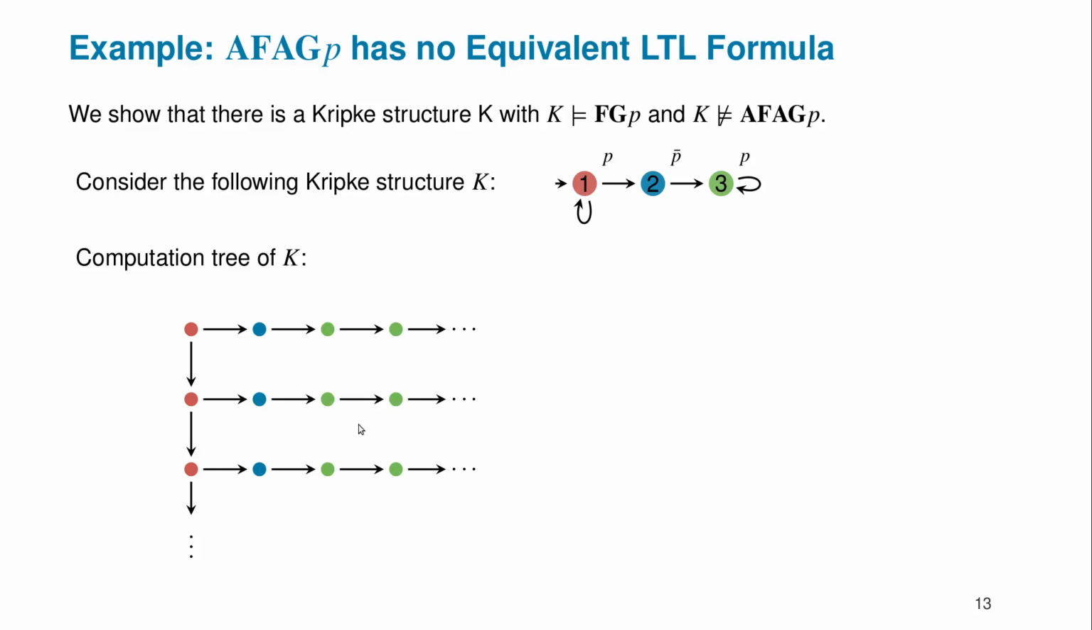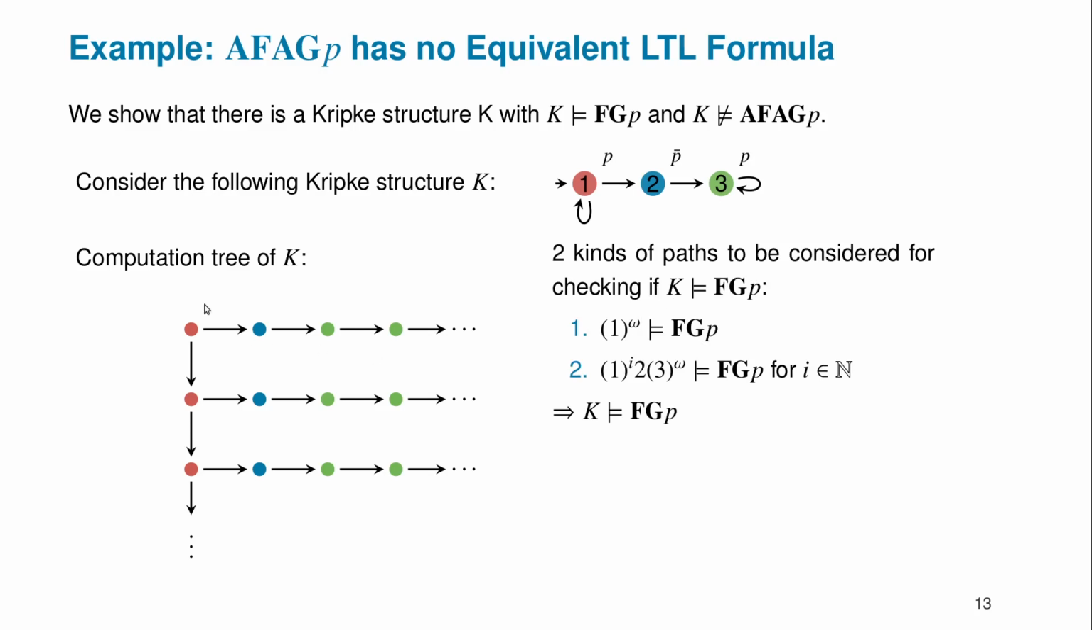Okay, and now we have to show that for this Kripke structure FGP holds. A formula holds in a Kripke structure if and only if it holds in all paths or in all traces starting with an initial state. We have only one initial state, so we have to identify all possible traces, and obviously we have infinitely many traces, but they are all of the same structure.